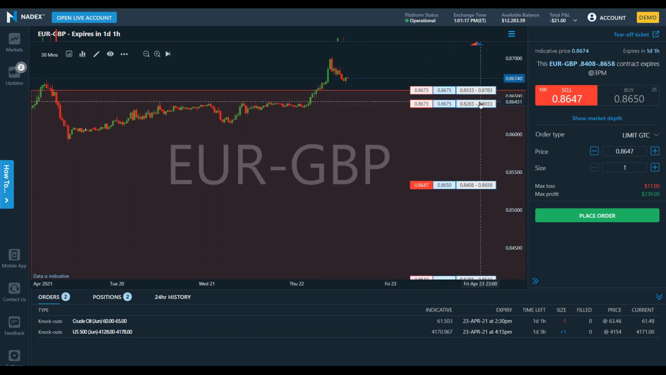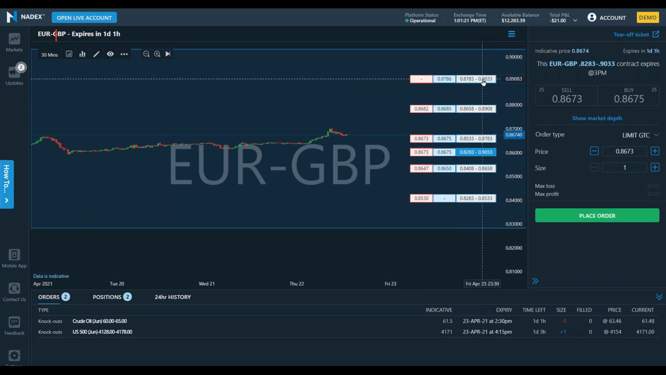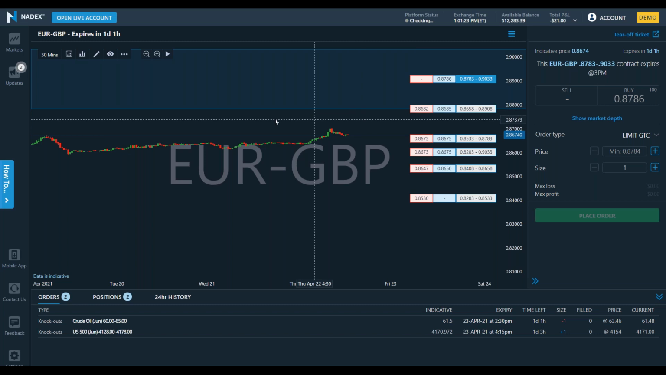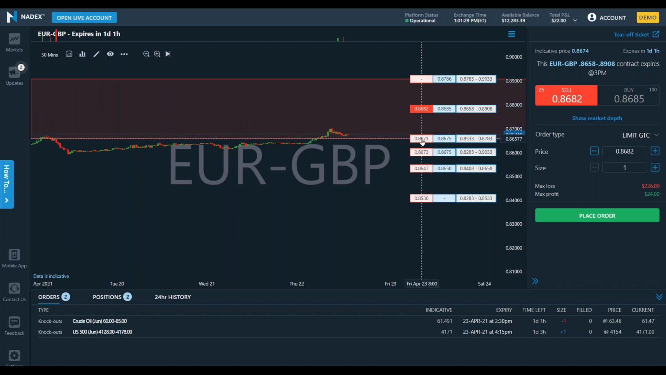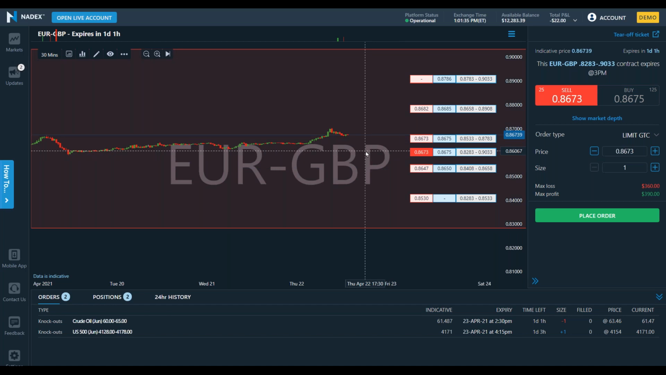So with call spreads, you've just got to take a look, and the easiest way to do that is clicking around on the different call spreads and seeing what ranges they're in, where the floor and the ceiling are, to help you determine whether you want to buy or sell them. And if you're clicking buy, it's going to shade in blue, and if you're clicking sell, it's going to shade in red.